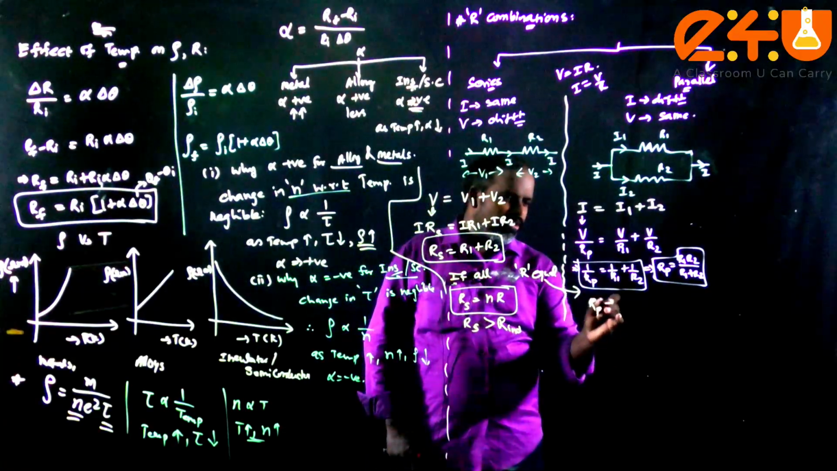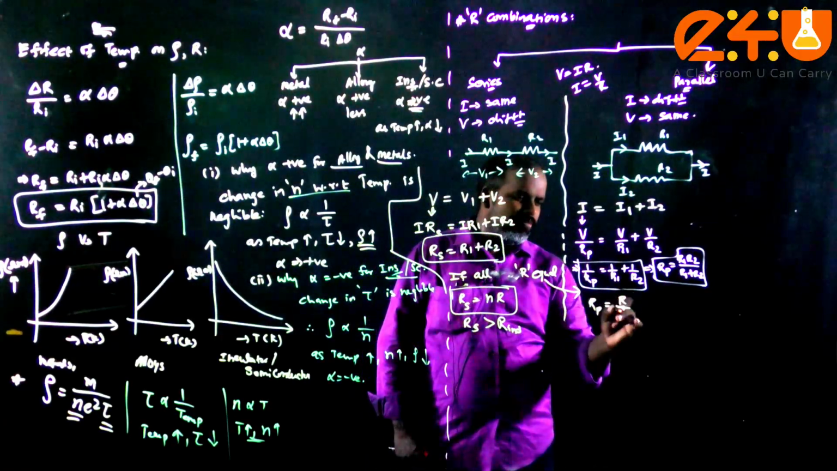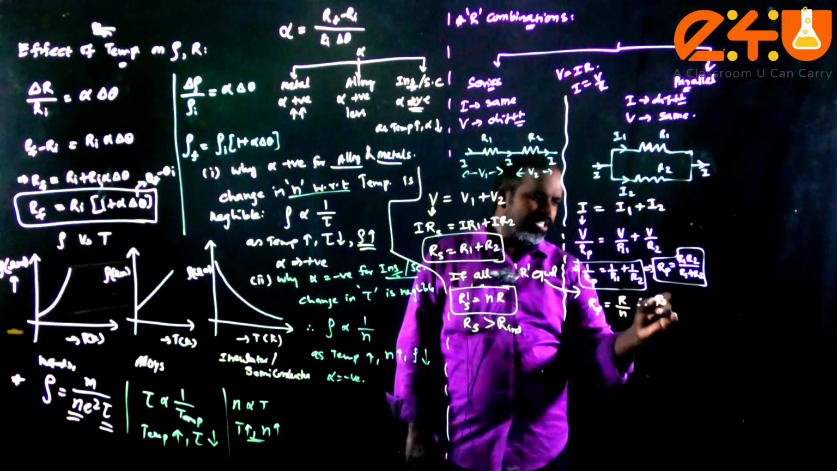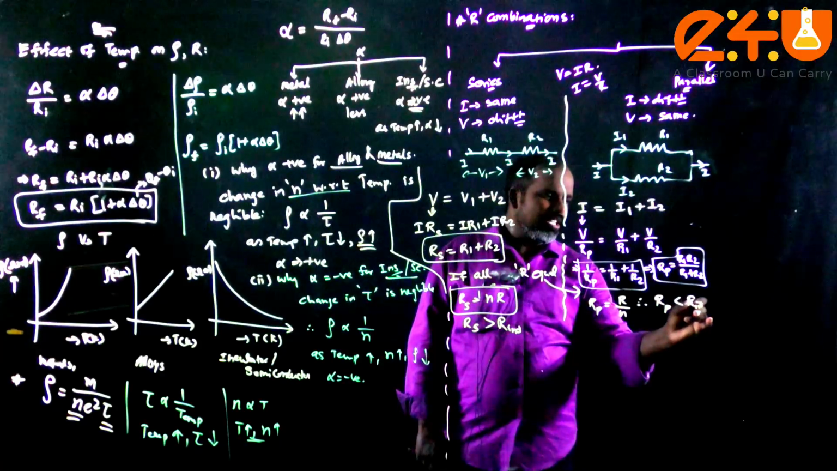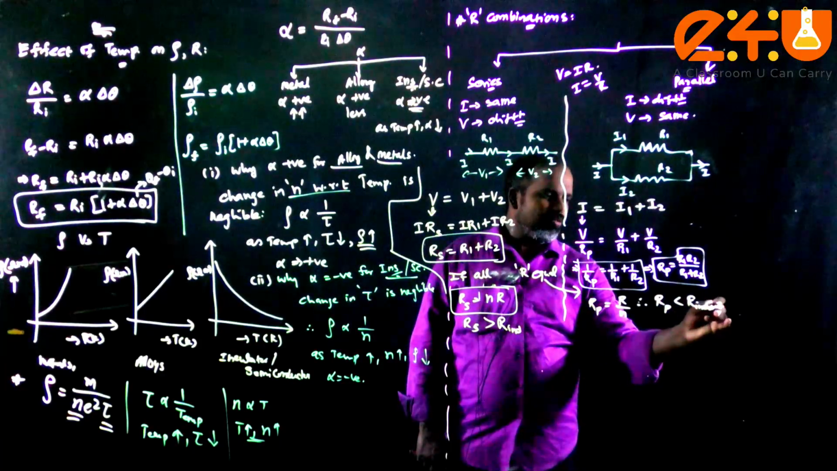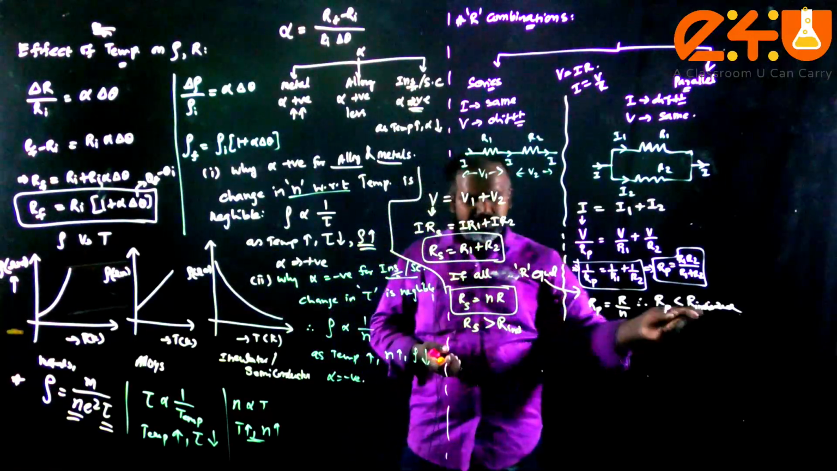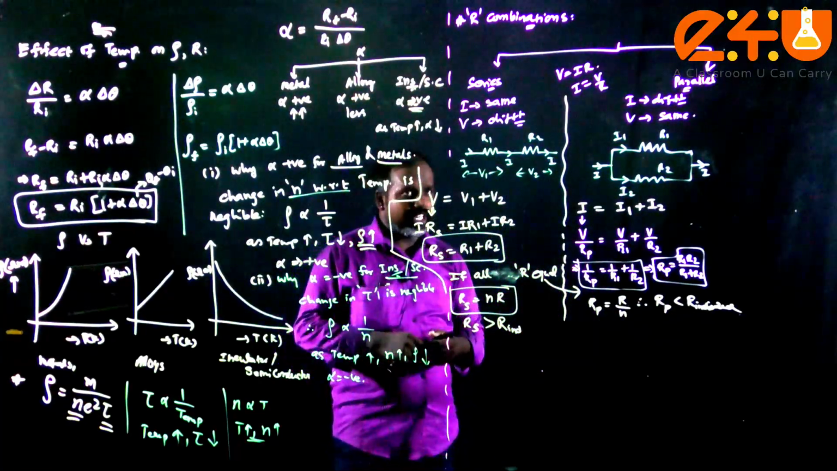I can write that Rp is equal to R by n. So since n is greater than 1, we can say that Rp is lesser than the individual resistance in the circuit. So that is the thing we keep in mind.